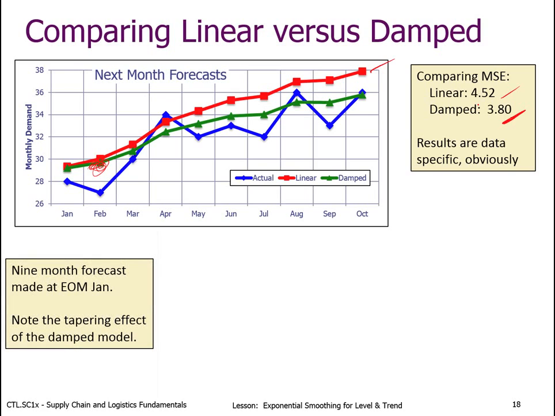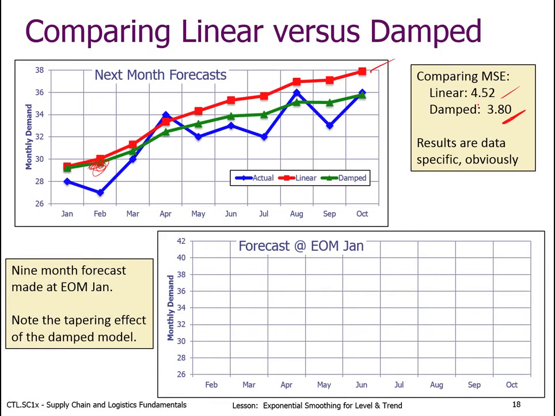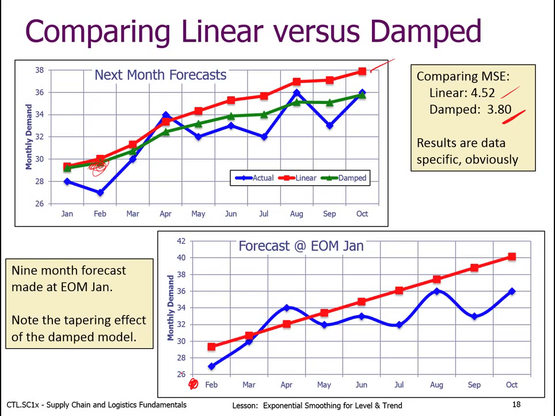and even more so when you look at a longer forecast. So let's say what happens if I'm sitting in January, right? I'm here in January, and I'm making a forecast at the end of January for the next 9 months. So I want to make a forecast for February, March, April, May, June, and so forth. So there's what the actual demand is going to be. We don't know what that is yet because I'm sitting in January. Here's what the forecast is going to look like for the linear trend. Notice it's a straight line.